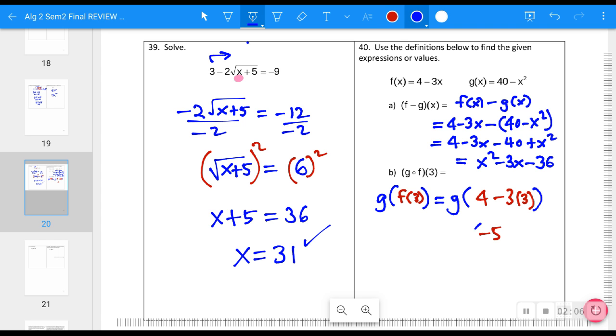And that answer gets plugged into g, which then means we're going to put that negative 5 right here. So it's going to look like this: 40 minus, negative 5, let me do that in the same color I've been using, red here, negative 5 squared. So that ends up being 40 minus 25, which is 15. Okay, so we end up with g of f of 3 equaling 15.